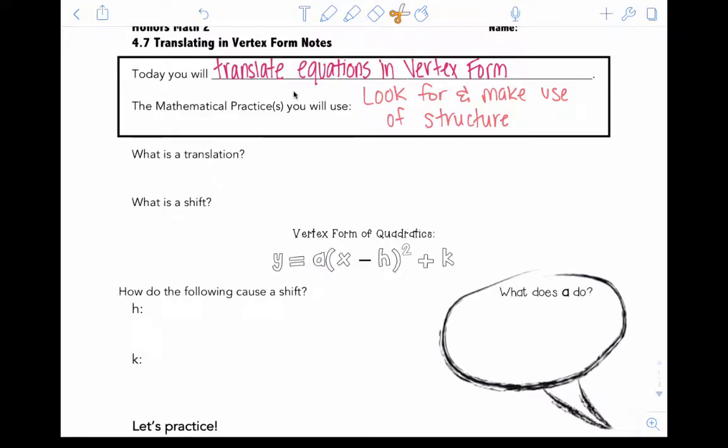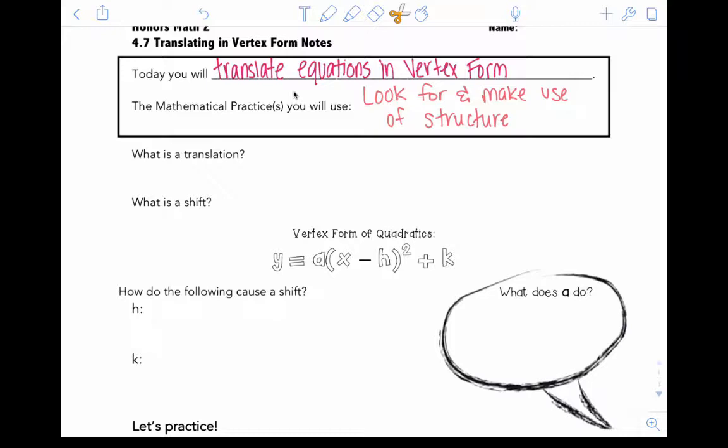For section 4.7, we're going to translate equations in vertex form. So when we do this, we're going to look for and make use of structure. We are dealing solely with the equations today. We're not going to be doing any graphing with this. You're more than welcome to graph to check problems and check answers, but for the work that we're doing, we are only using equations. Equations are all full of structure. We're using the structure of graphs to manipulate equations.